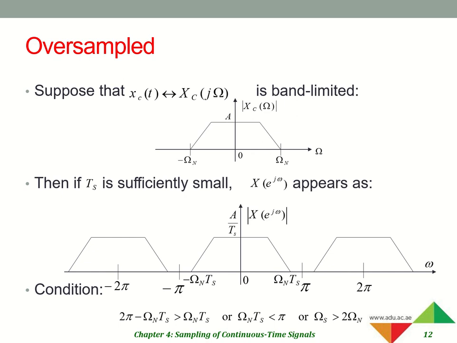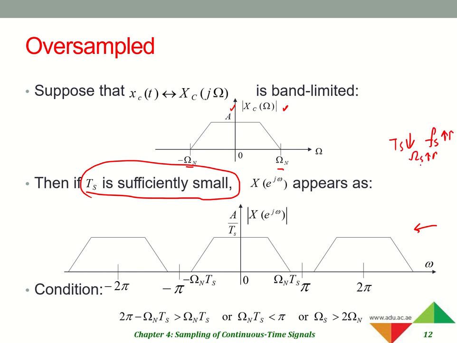Now let's see the different cases. We have seen this, but we are revising it in a different way now. We have a band limited input signal, which has a magnitude A, and it exists from minus omega n to plus omega n. We are doing sampling of this, and in the frequency domain we will get this signal. We are assuming that Ts is very small, so the sampling frequency will be large, or omega s will be large. We will get this output response.